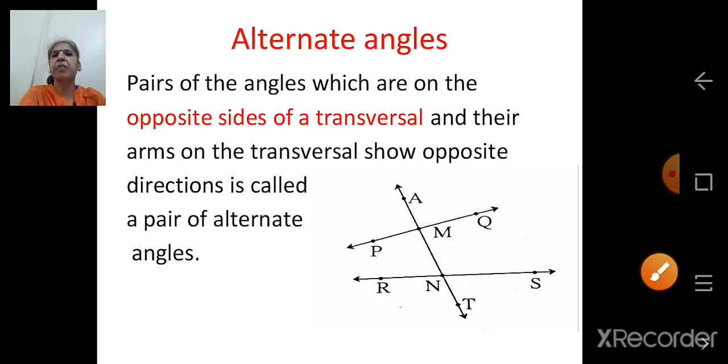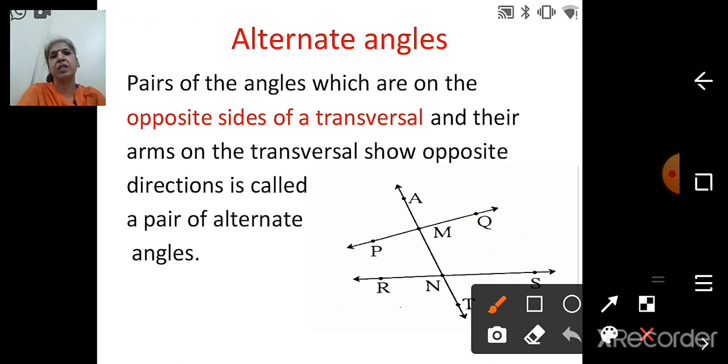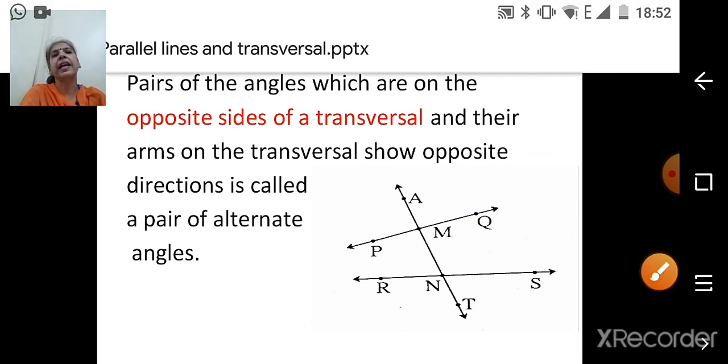Now the next type of angles are alternate angles. A pair of angles which are on the opposite sides of a transversal, and whose arms on the transversal show opposite direction, is called a pair of alternate angles. So a pair of angles which are on the opposite side and show the opposite direction also is called a pair of alternate angles.